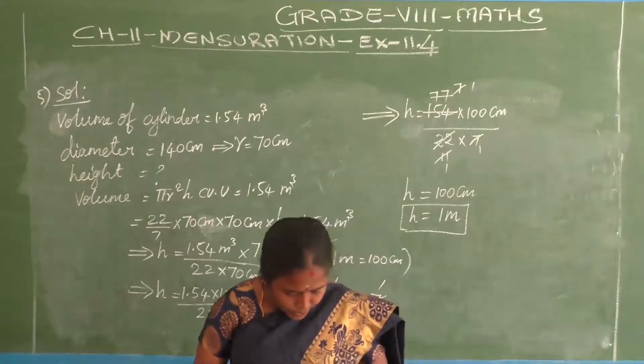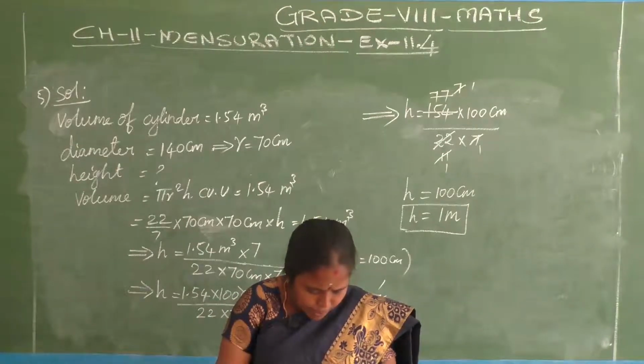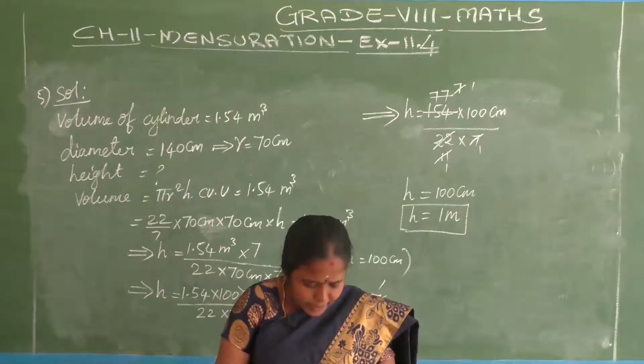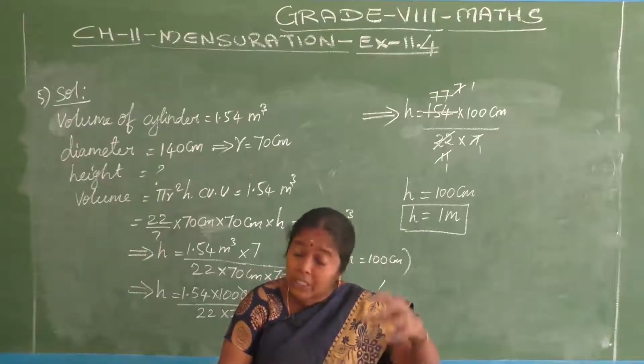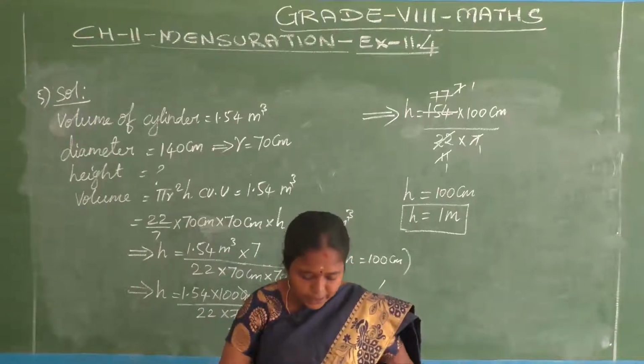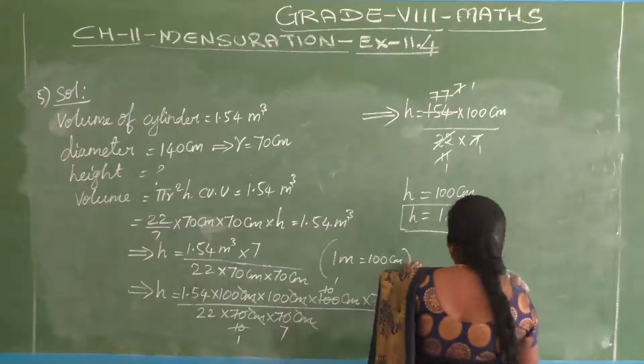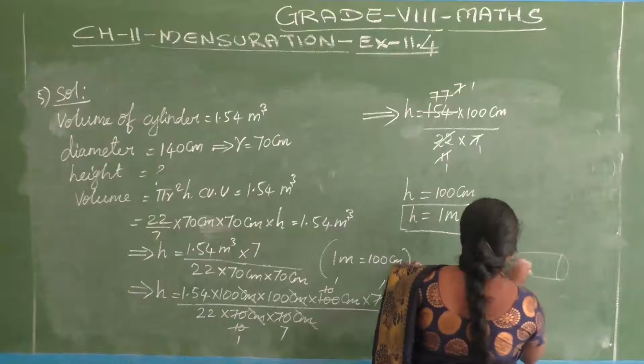Then, sixth question. The milk tank is in the form of a cylinder whose radius is 1.5 meter and length is 7 meter. Find the quantity of the milk in liters that can be stored in the tank. What are they telling? Easiest only. Actually milk stored in the tank is nothing but the capacity of the tank. Actually the tank is cylinder level, horizontally given.